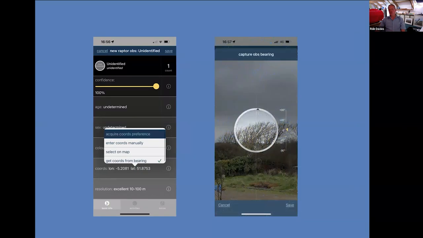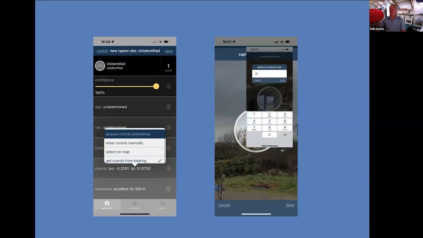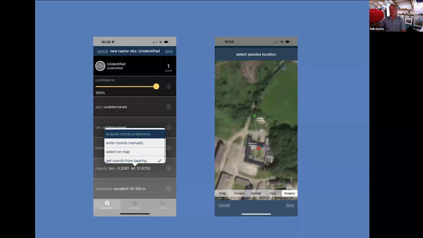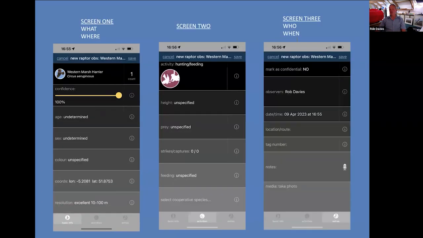What Andrew did is he helped us improve the resolution of the data. So you can actually point the phone at the target and enter an offset, and it will plot with great accuracy where the bird is. We needed this because we wanted to place them in the habitat models, which have become really accurate. I won't go too far into the screens. It's got three main screens in the app.